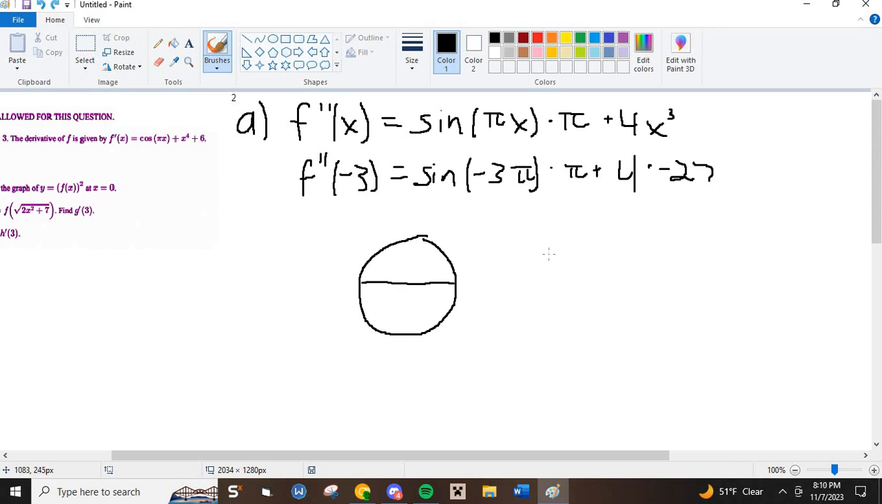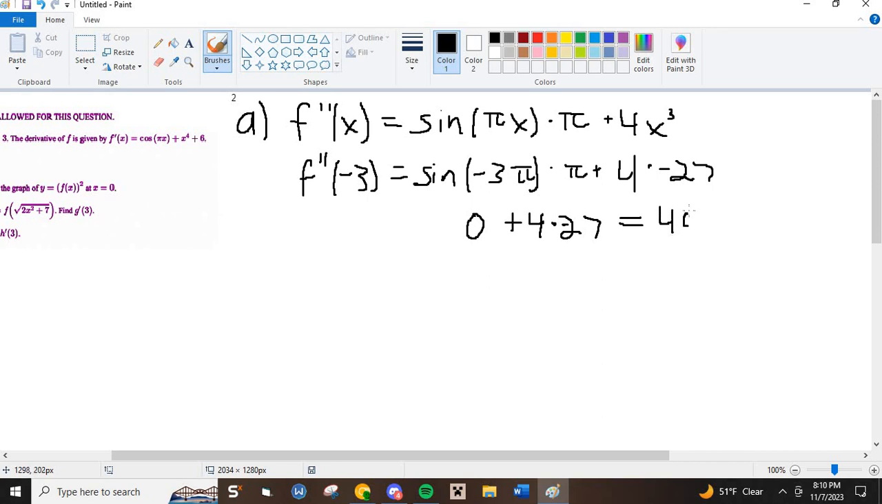So yeah, this is just 0, and 0 times pi is 0, so this is just 0 plus 4 times -27. And again, they don't let you use a calculator, so you gotta do some arithmetic here. So this is just 4 times 20 plus 4 times 7, which is just 80 plus 28 is 108. Oh wait, never mind. Yeah, this is negative. My bad. It should be all negative. Okay, yeah, -108. That's how you do A.